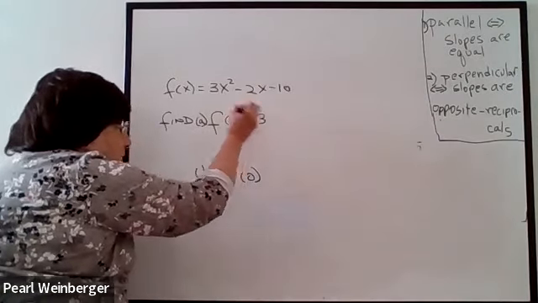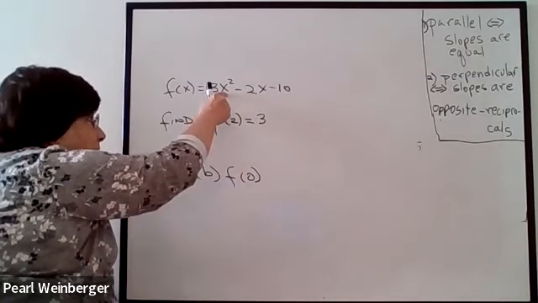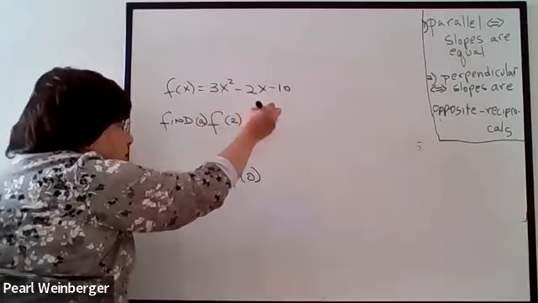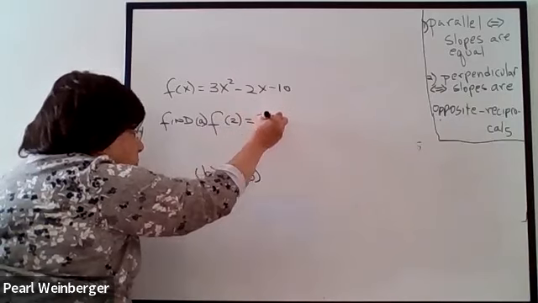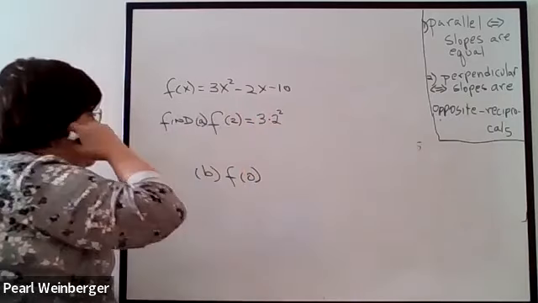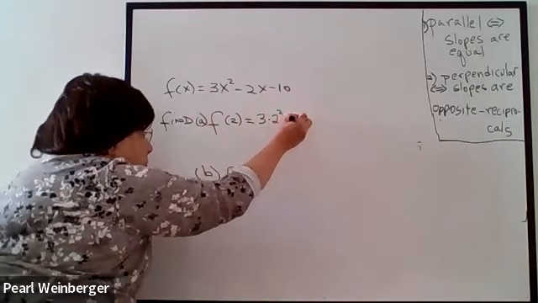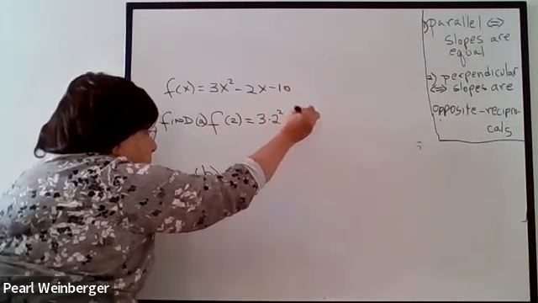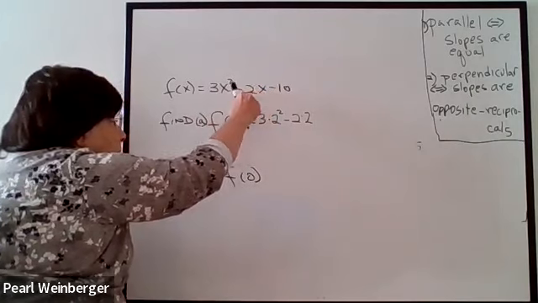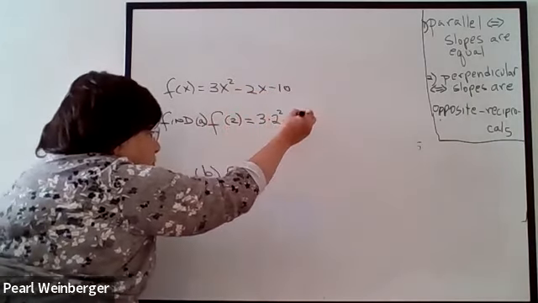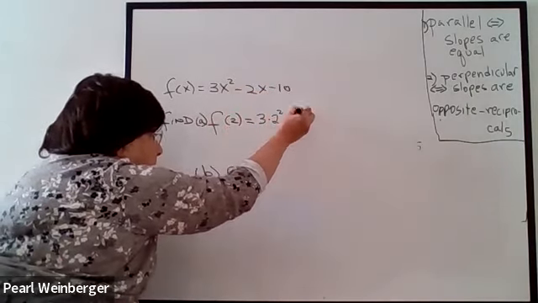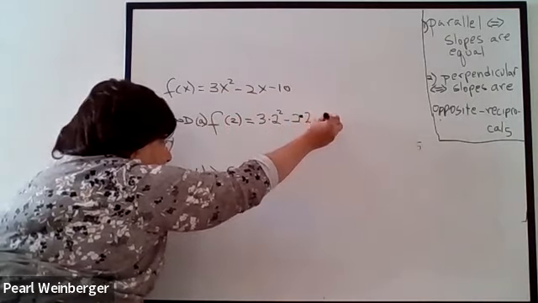So let's try this. Where there's an x, I'm putting a 2. So this means 3 times 2 squared minus 2 times 2. Remember, when you have a letter next to a number, that means it's being multiplied, and now we're subtracting 10.